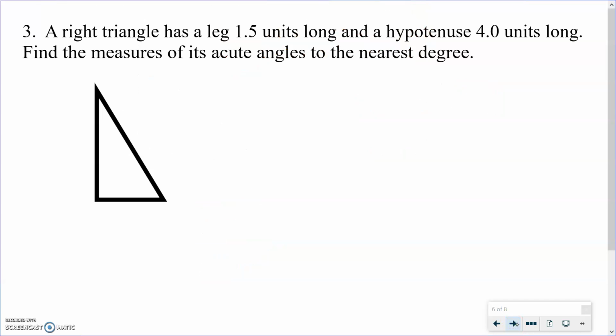Okay, so let's do this one here. It's a right triangle, so I'm going to label it as a right triangle, and it says a leg is 1.5 units. The hypotenuse is 4 units. And we want to find the measures of all of its acute angles to the nearest degree. So I'm going to label these angles x and y.